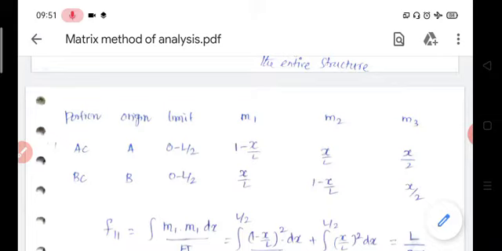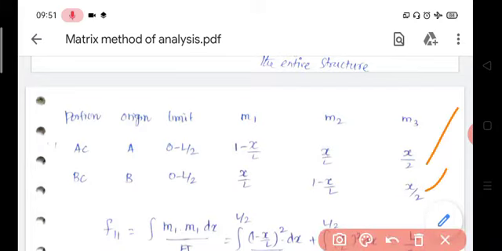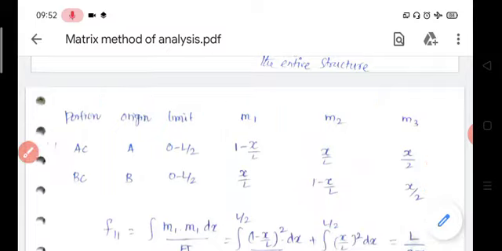Then again we have to determine the M2 value. For this we apply a unit anticlockwise moment at support B, then determine the M2 values. Then the M3 values are determined by applying a unit force at the midspan. It gives the bending moment in the AC portion equal to x by 2, and the BC portion again x by 2. This we already determined, so I have simply made the table.